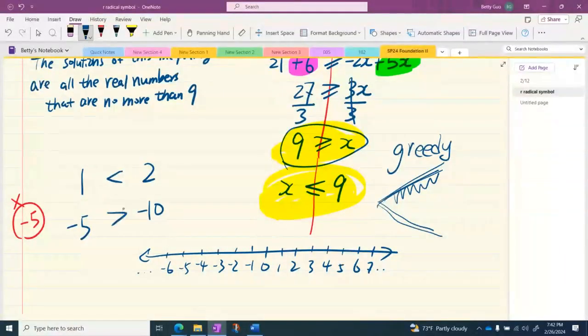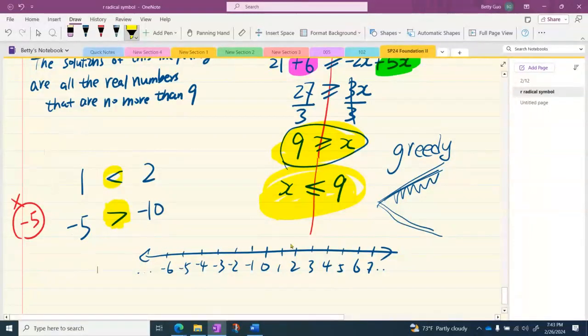Do you see that? When you multiply both sides of the inequality by the same negative number, interesting. So you have to switch the direction of the inequality symbol. That's why. Okay, because for two negative numbers, the one with a smaller absolute value is bigger.